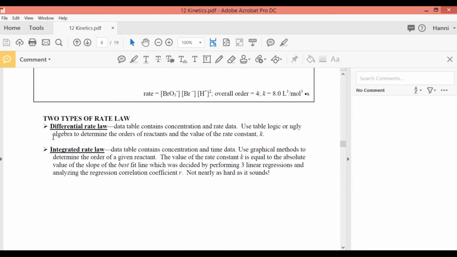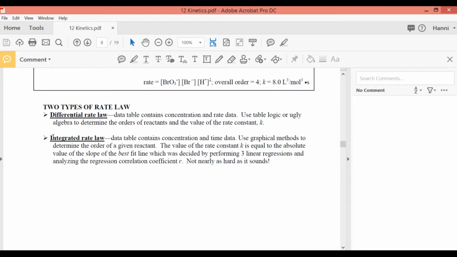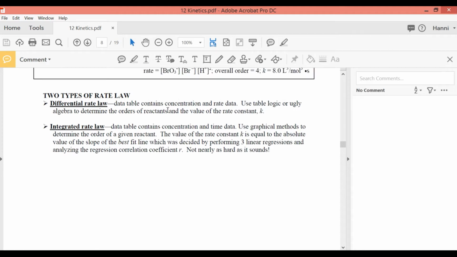So there's two types of rate laws. There's the differential rate law, and then there's the integrated rate law. So the differential is using table logic or ugly algebra to determine the orders of the reactants and the value of the rate constant K. However, the integrated rate law gives you data, and you have to use graphical methods to determine the order of the reactant. So the differential rate law, you have to use algebra. Integrated rate law, you have to use graphs.